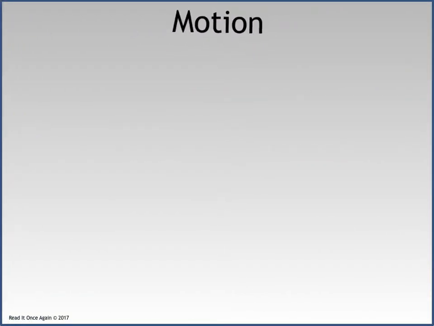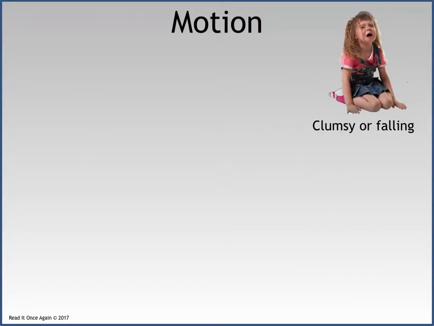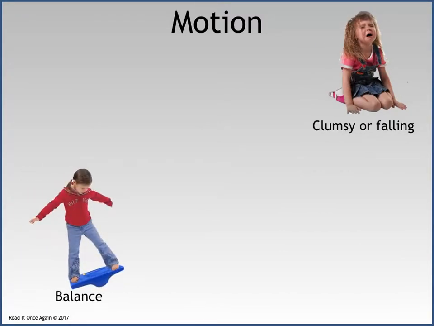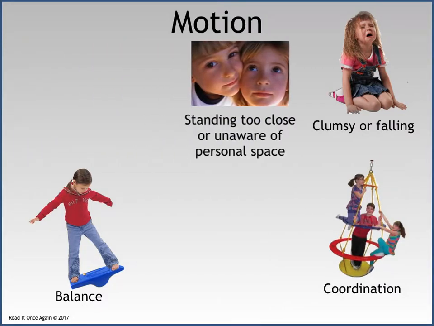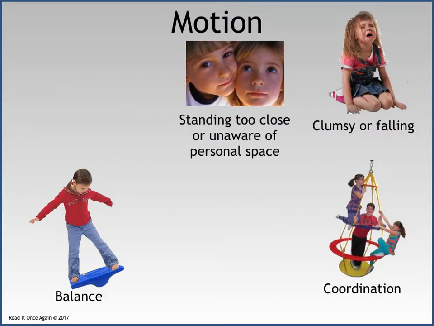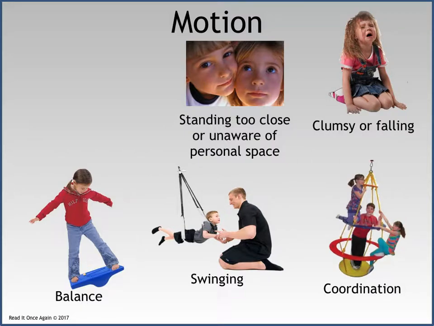We don't often think about motion as being part of sensory integration. Here are some red flags you can look for that may indicate issues with gross motor movement, balance, and awareness of their body position. Clumsiness or may fall often. Poor balance. Poor coordination. May stand too closely to others. Have challenges with certain movements such as swinging or going downstairs.